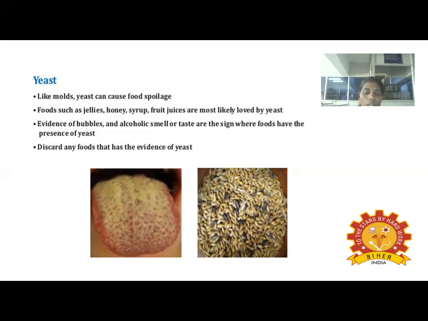Okay? You might have the experience, the evidence of bubbles. See in the image. You can see an alcoholic smell. If you smell it, you can feel that alcohol smell. Taste or the sign where foods have the presence of yeast. Discard any foods that have the evidence of yeast.